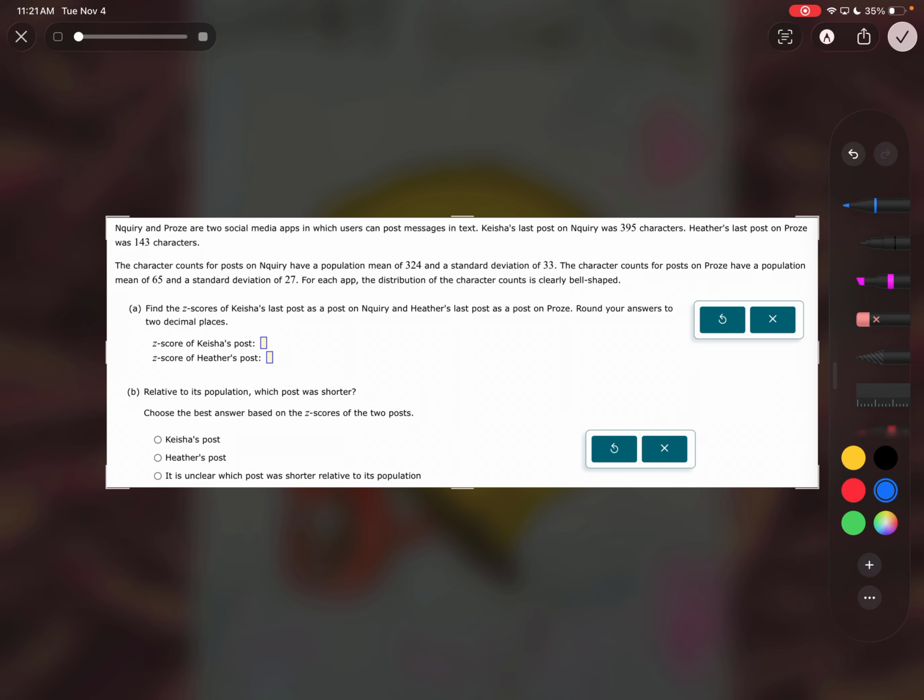Keisha's last post on Inquiry was 395 characters. That sounds like an x to me. Heather's last post on Prose was 143 characters. That sounds like an x to me too. The character counts for Inquiry, so let's go ahead and write this. It sounds like we're going to have to do two different ones. They have a population mean of 324 and a standard deviation of 33. So for Inquiry, this is Keisha.